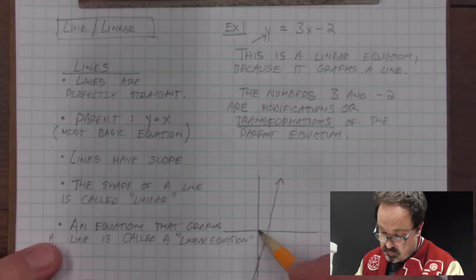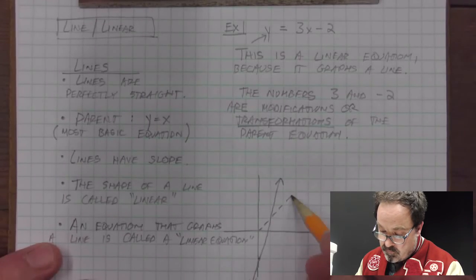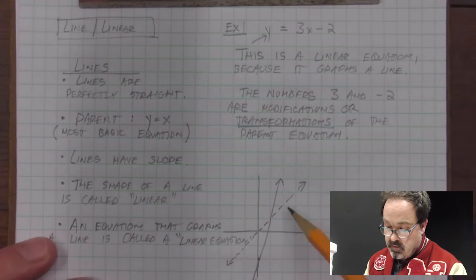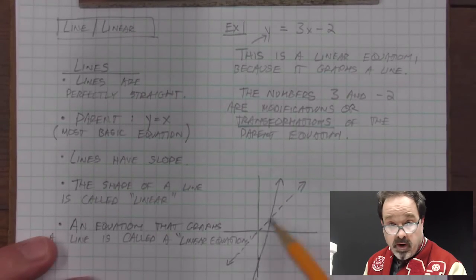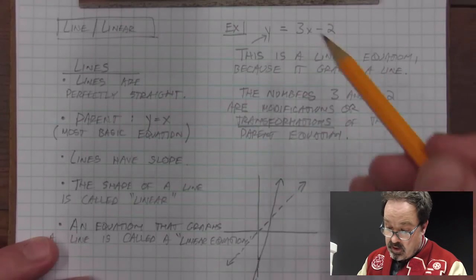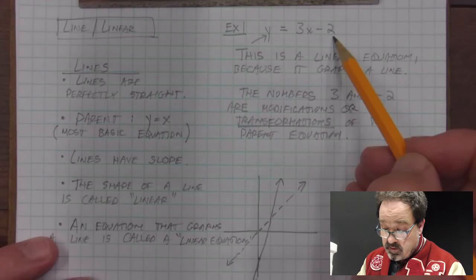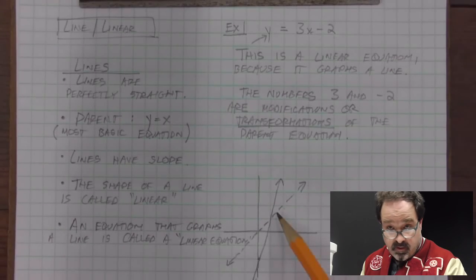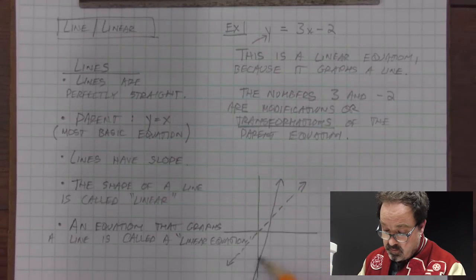The parent equation, compared to the graph of our example, is this dotted line. The dotted line is y equals x. It's a linear equation, the simplest one. And by multiplying x by 3 and subtracting 2, we have changed that parent equation, and therefore we've changed the graph of this dotted line into the other one, this solid line here.